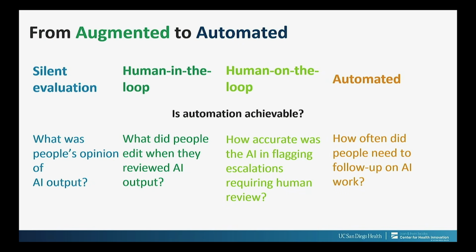The moment you go to human on the loop, now the biggest thing I worry about is, is the escalation pathway appropriate? So in other words, if the AI doesn't know when to escalate, or it's inaccurately not escalating or escalating things, then you basically can't automate.